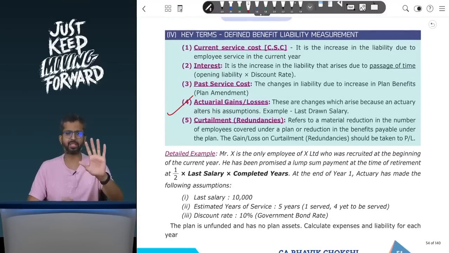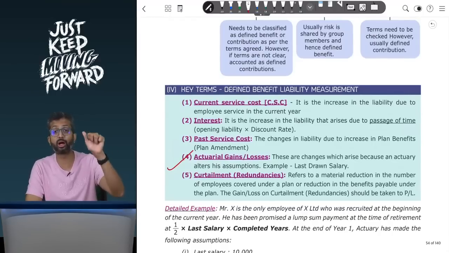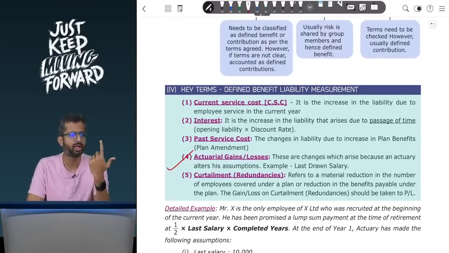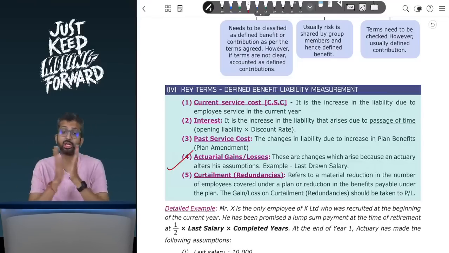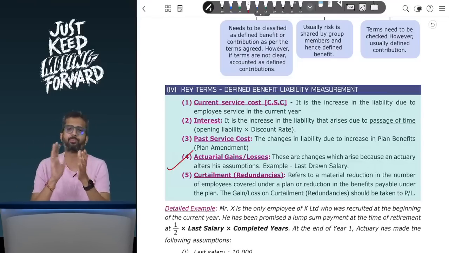So these are 5 key terms. Current service cost, cost arising due to current year service. Second, interest cost arising due to passage of time. Past service cost or curtailment arise due to plan amendment. The plan itself undergoes a change, and actuarial gains or losses arise when the actuary changes the assumptions.